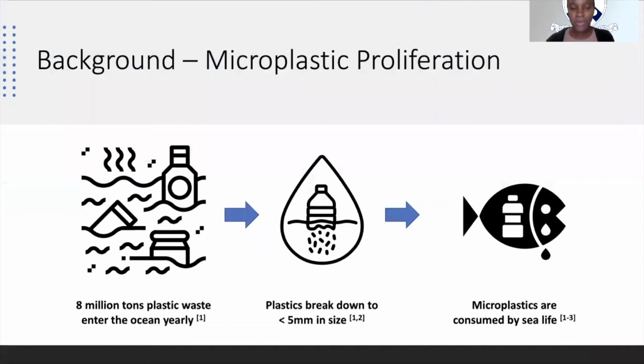So where does the problem of microplastics come from? There are about 8 million tons of plastic waste deposited into the oceans annually. These plastics break down into smaller particles of less than 5 millimeters in size, and are then classified as microplastics. Once these are in the ocean, you can imagine they can be ingested by aquatic life, and then any other organism which consumes fish, which is part of the food chain, may be affected.